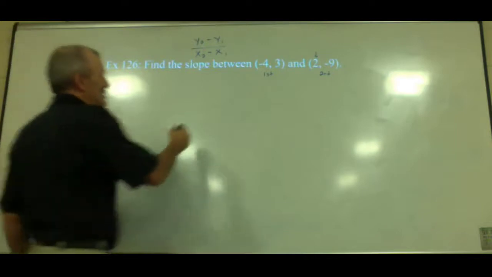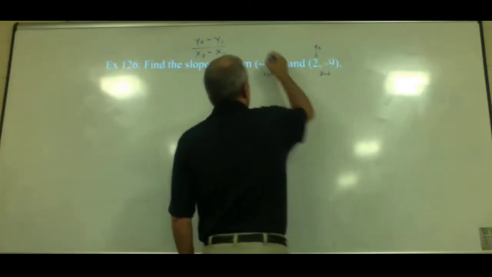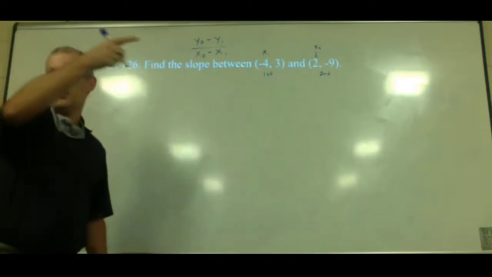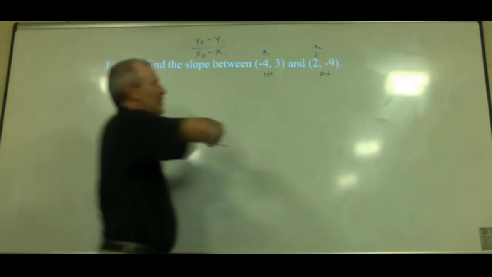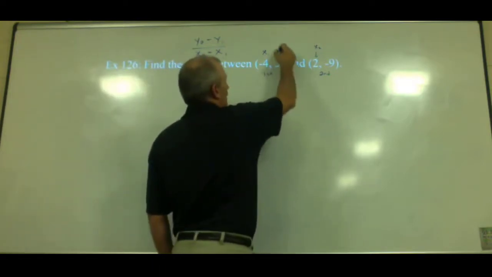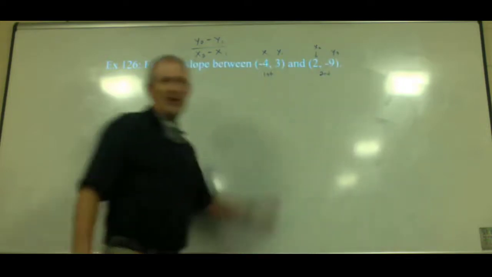So let's plug these in. So that means if this is the second point, this is x sub 2. This is x sub 1. Does that make sense? Second point, x sub 2. First point, x sub 1. Which means this is what? Y sub 1. And this is y sub 2. So then we just plug them into our formula.